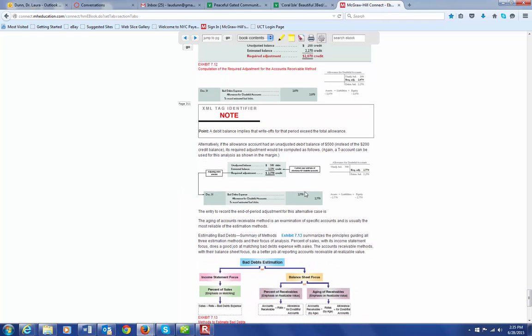And then this explains, again, depending on what the balance is in the allowance for doubtful accounts, how that's going to affect how much you have to debit or credit the account.